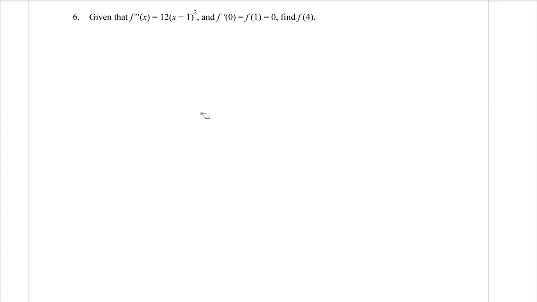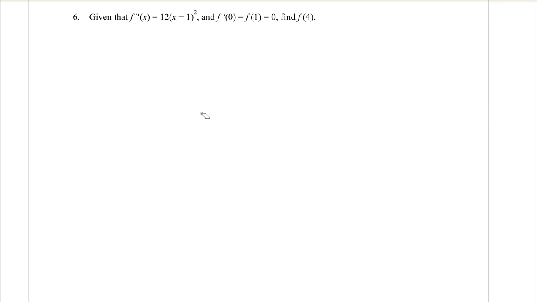So what we have to do is, from the second derivative, we're going to have to find the primitive to go back to the first derivative, find the constant. Find the primitive again to go back to the original function, find the constant, and then finally, once we have found the equation of f of x, we can then sub in the f of 4 for the final part of that question. Okay, there's a few steps here.